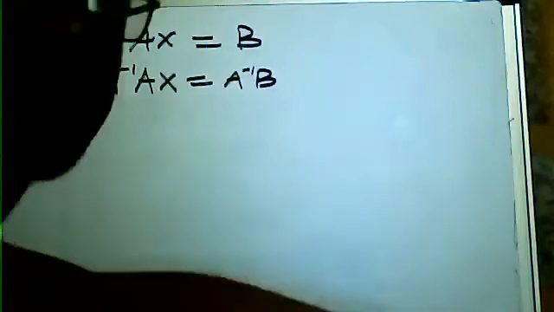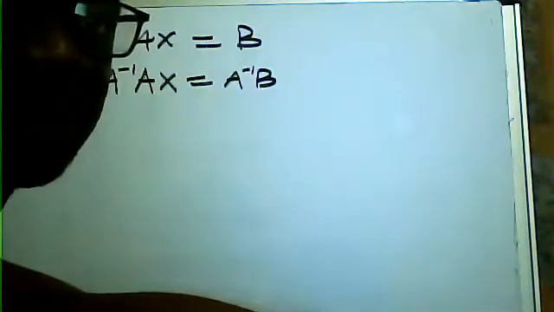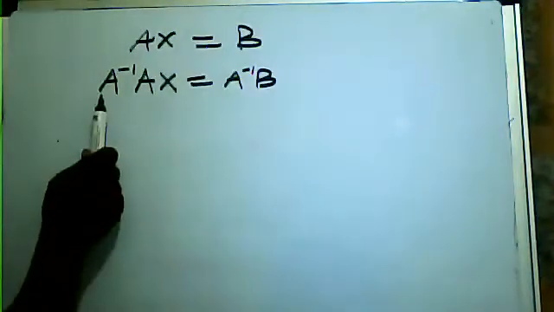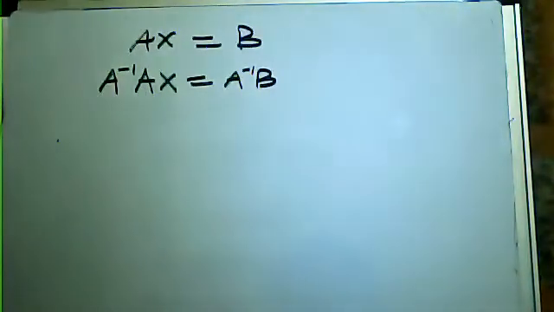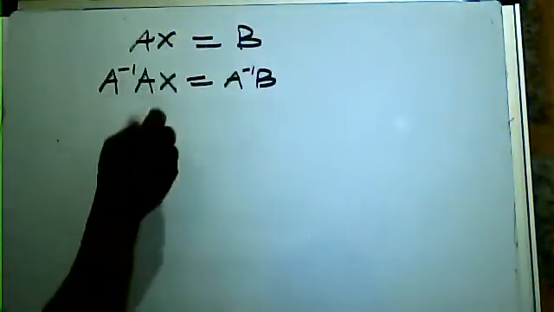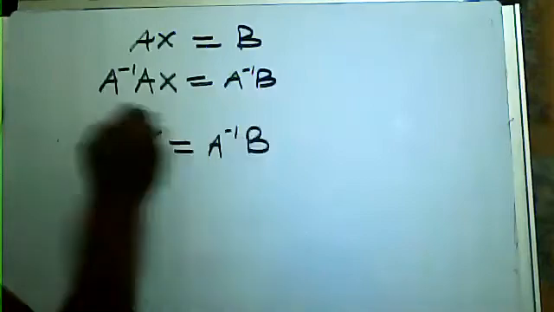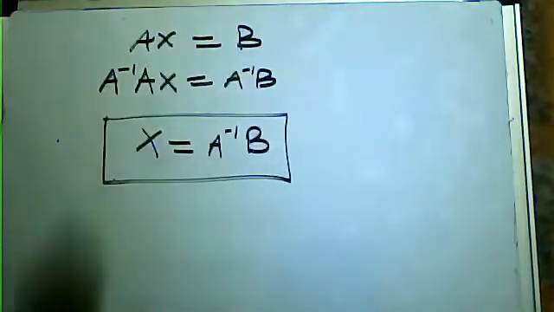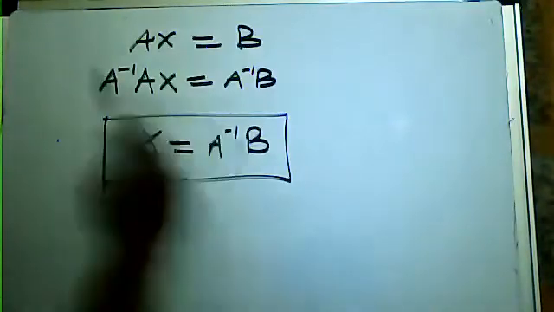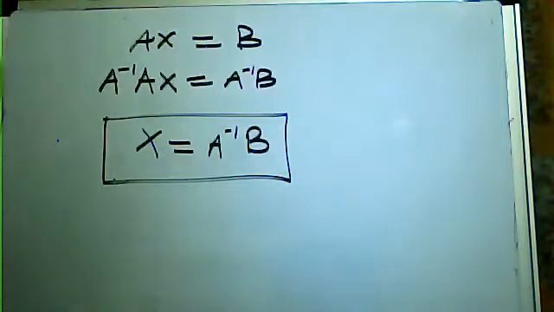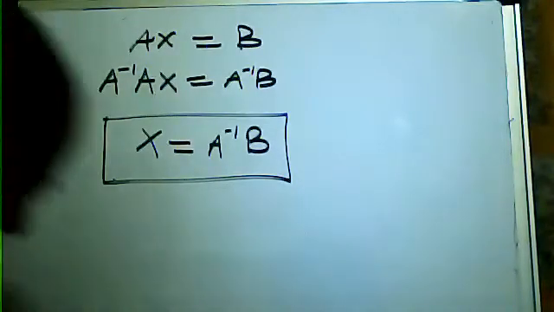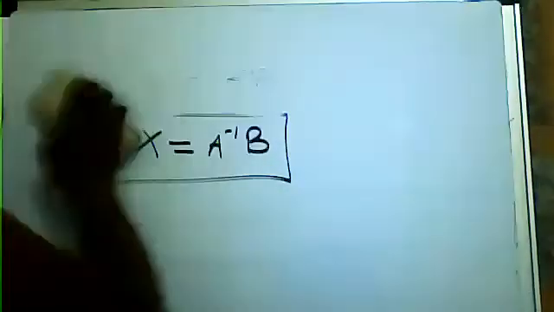So, which means that when a is multiplied by a inverse, we get 1. Any number multiplied by its inverse, we get 1. So this will give us x is equal to a inverse multiplied by b. So, if x is a matrix, A is a matrix, B is a matrix, it will give us a solution. Now, having said that, let us apply it to a question.